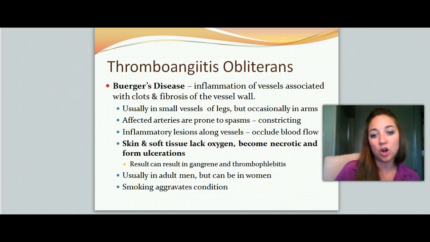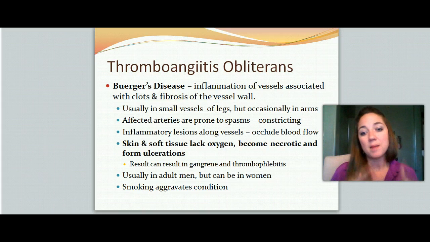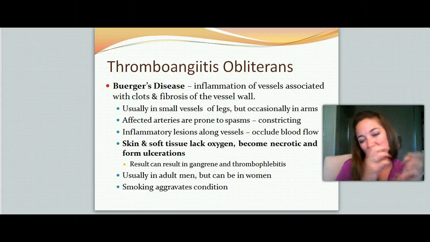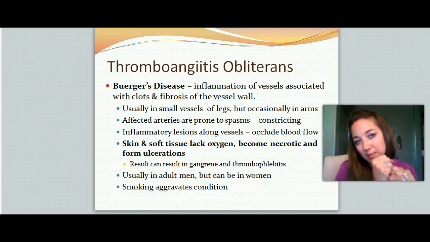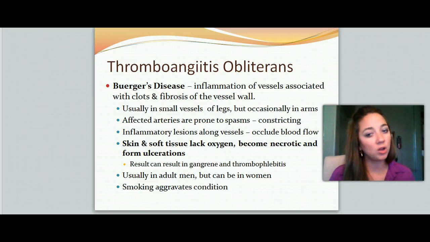The affected arteries are prone to spasms because they constrict quite a bit. There's all that irritation and inflammation within them. They end up constricting. You end up with inflammatory lesions all along those vessels, which will eventually occlude the blood flow to that area, and you're going to notice some of these major signs and symptoms that can happen as a result of this.